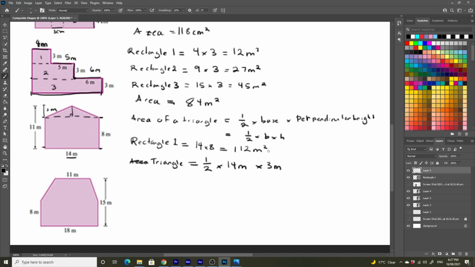And that works out to be 21 meters squared. So the total area is equal to 21 plus 112 meters squared. And that is equal to 133 meters squared.